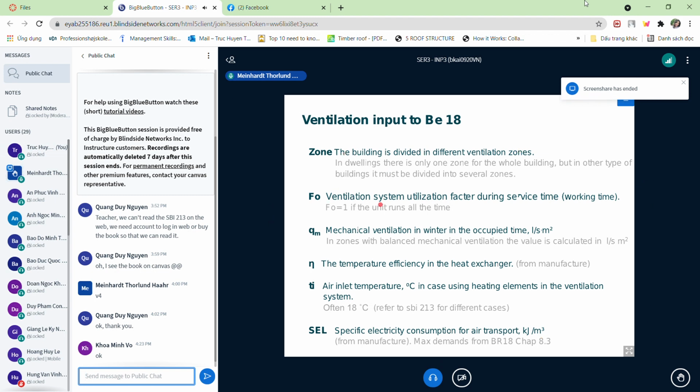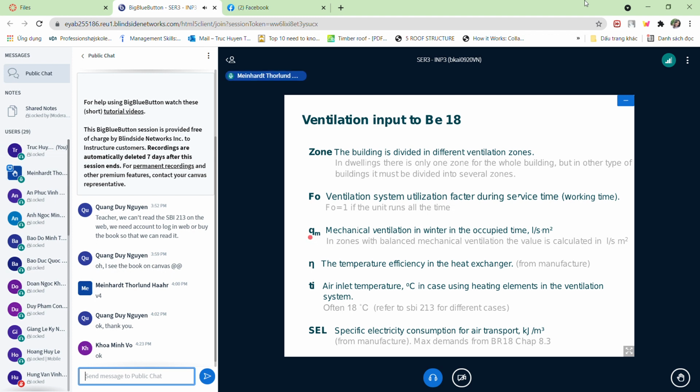The FO factor is the utilization of the ventilation tank during work time. So basically, if the FO factor is 1, it means that if we define the building to be running 45 hours a week, it's going to be turned on like you defined, for 45 hours a week. Okay, then I'll go back to the schedule and show you afterwards.